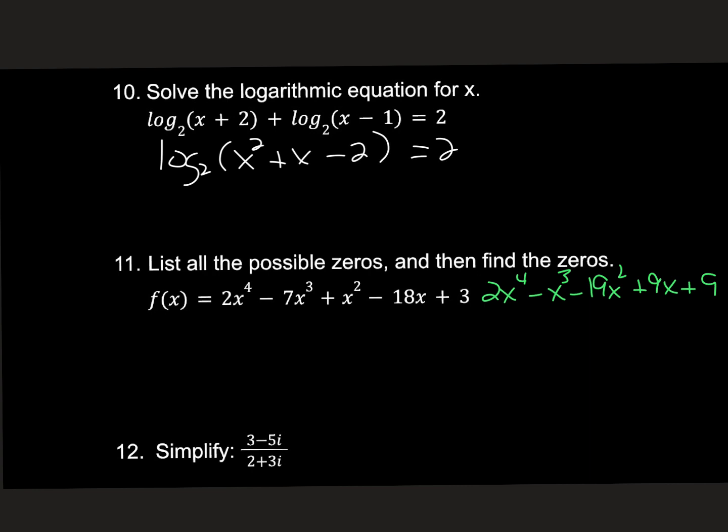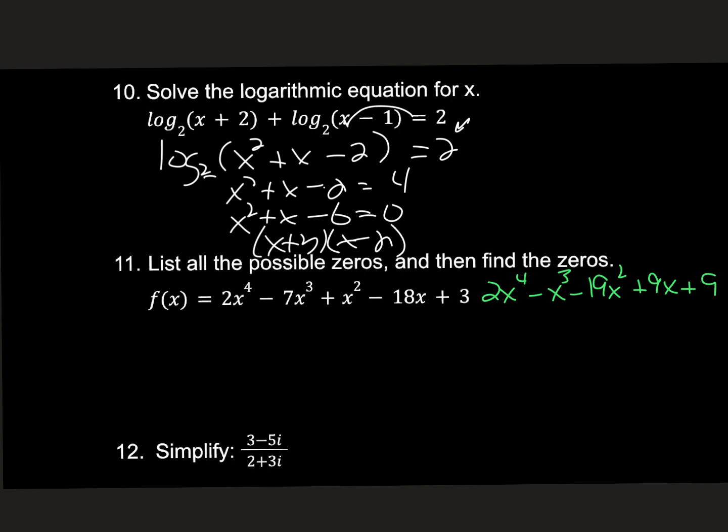Equals 2. Now when you do a log, remember you're doing this base to that power equals all that stuff in the middle. So I'm going to get x squared plus x minus 2 equals 4. I'm going to move the 4 over, which is going to give me x squared plus x minus 6 equals 0. Factor that like x plus 3, x minus 2, which gives you 2 answers, -3 and +2.